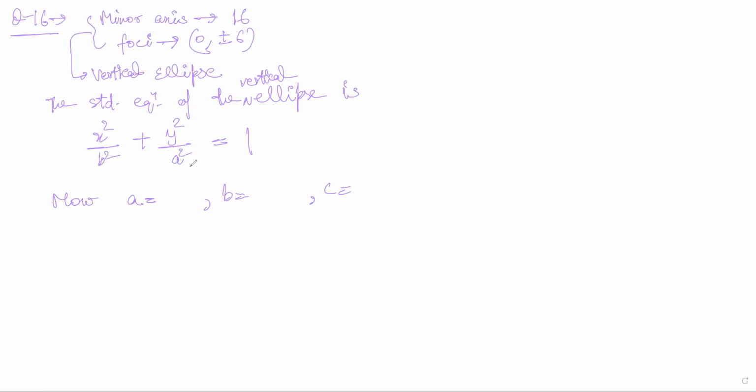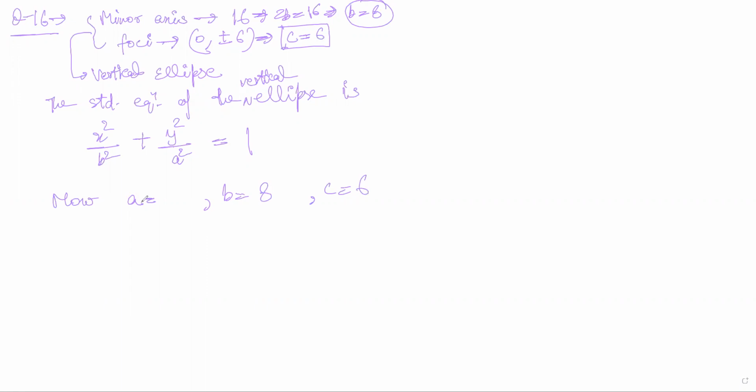Correct. So we have to find out a square and b square, basically a and b. Now we are given this minor axis is 16. What is the length of minor axis, Iram? 2b, 2 into b. So b should be equal to what? 8, no? And what is given to us about the foci? C is given. What is the value of C? 6. So we have b as 8 and c as 6.